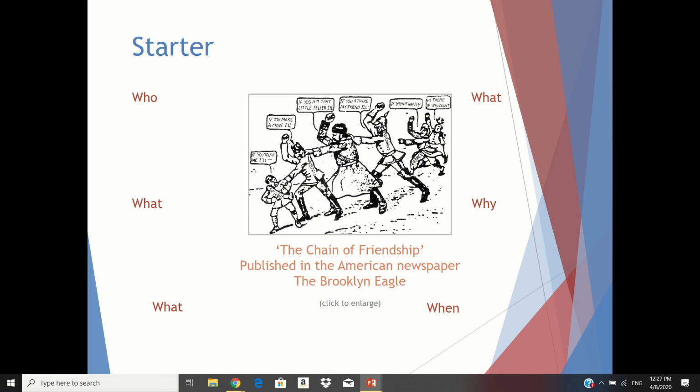As you can see, this is the chain of friendship published in the American newspaper, the Brooklyn Eagle. Who, what, why, when. If you can see the countries, every country had an alliance with the other.